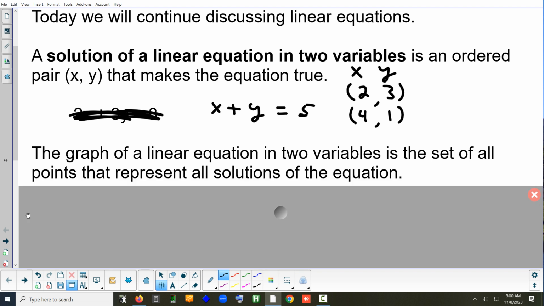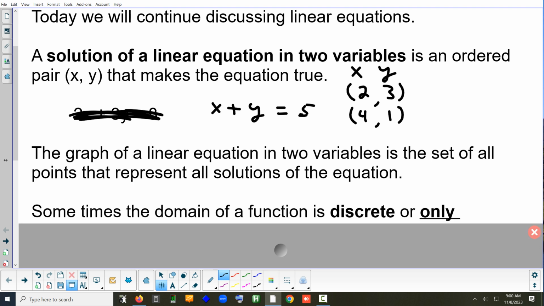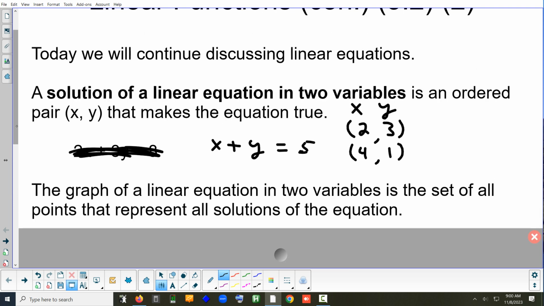Is this part on your guided notes? The graph of a linear equation is the set of all the points that make it true. Nope, I don't think you guys have that part. So the idea now is if you start listing all the different coordinates that make this true, there's infinitely many, so you can't list them all. But if you list a bunch of them, and then you start graphing them, you'll get a picture of that equation.